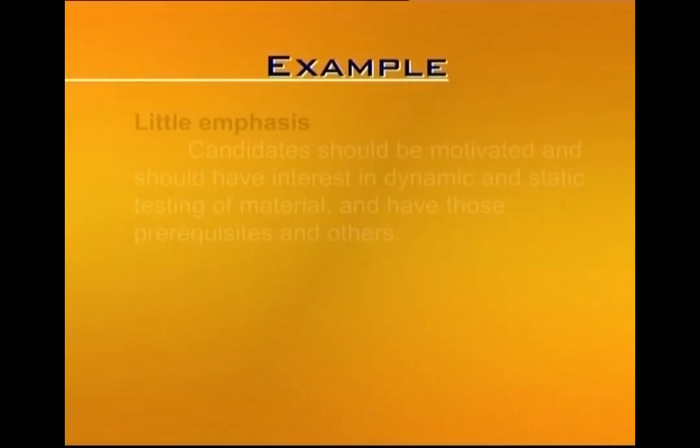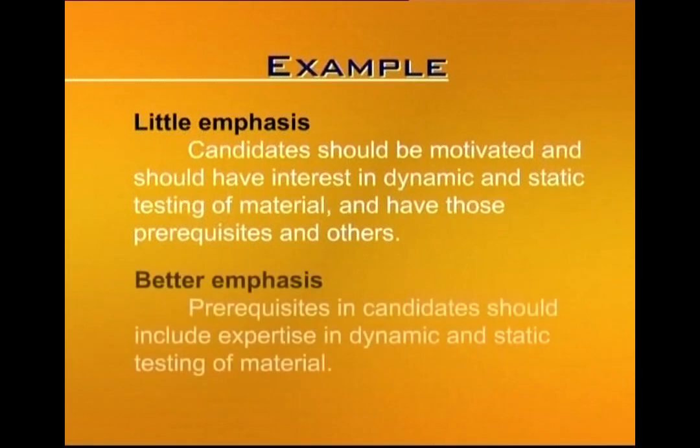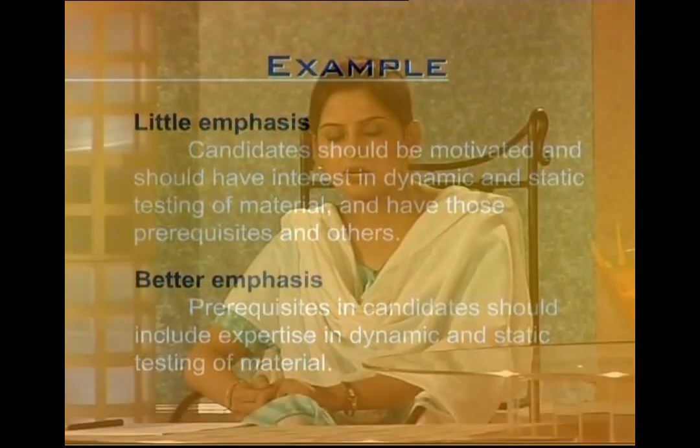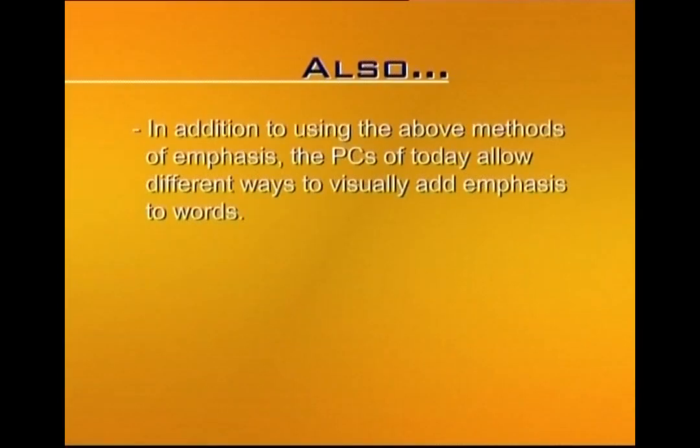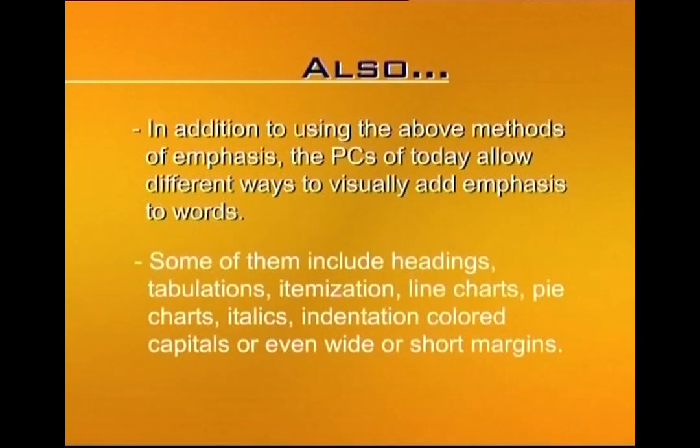Similarly, in another example it says, candidates should be motivated and should have interest in dynamic and static testing of material and have those prerequisites and others. A better emphasis would be: prerequisites in candidates should include expertise in dynamic and static testing of material. Now, in this, there's obviously more emphasis in the sentence and the sentence is shorter as well, so it makes it clearer to understand.